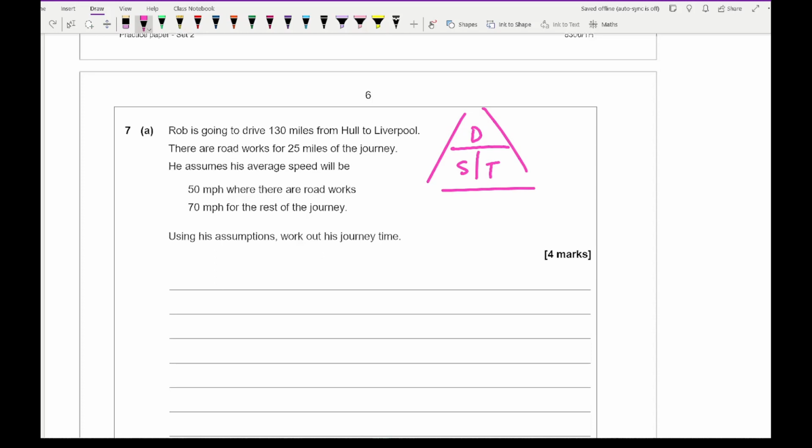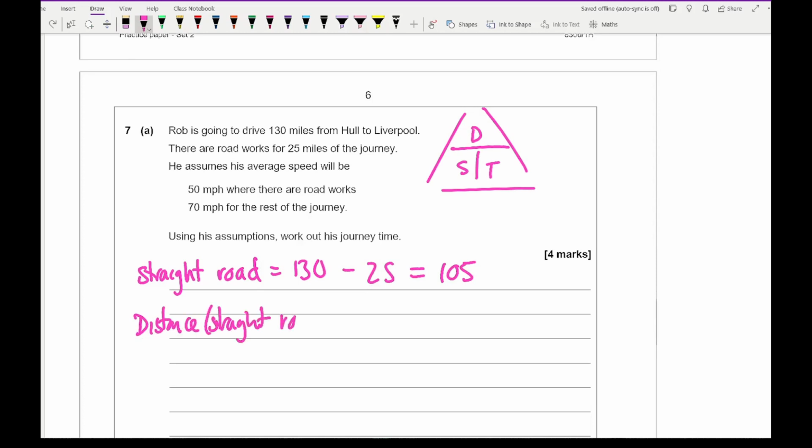So for this, what we need to do first is work out how much is uninterrupted by the road work. So the straight road equals 130 minus 25, which is 105. So in terms of distance on the straight road, it's going to be 105 divided by the speed, which is 70. And if we work that out, either by doing long division or by working out with division, we know that that's going to be 1.5 hours.